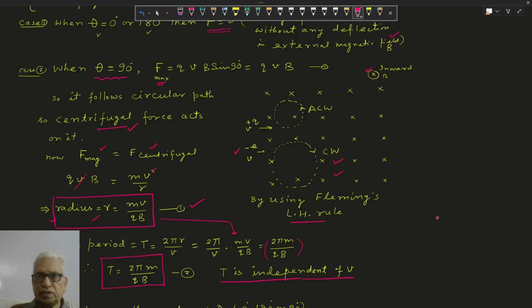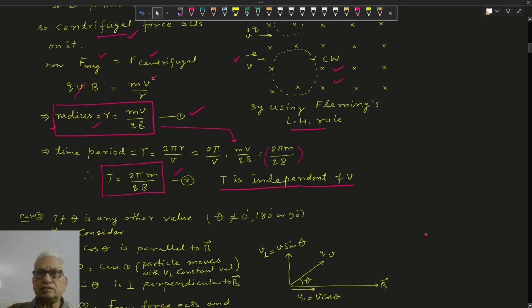This time period and the reciprocal, frequency, is independent of velocity. Frequency is also the reciprocal of this time period. T is independent of speed, frequency is also independent of speed.